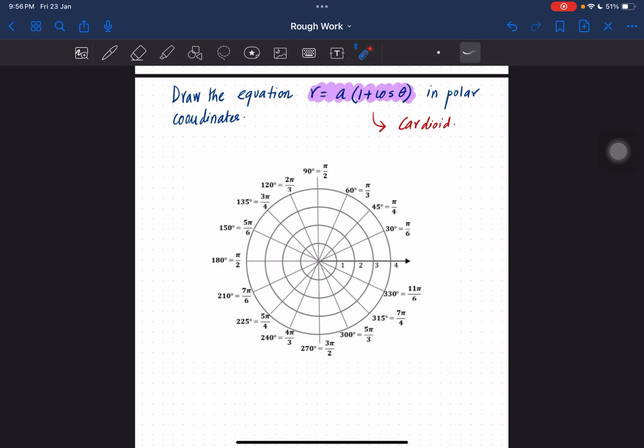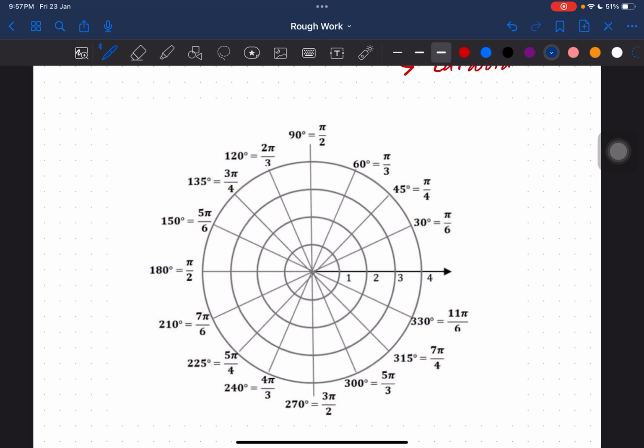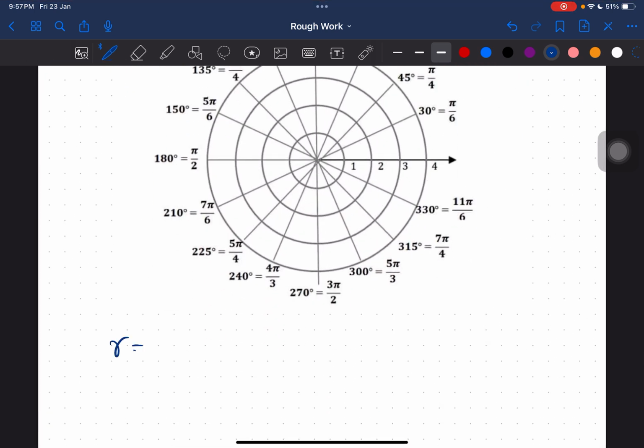Before that, we'll first try to understand how this polar coordinate system behaves. Along this direction you have the r and this direction you have the theta. You can see that there are concentric circles. This circle is of radius 1, this circle is of radius 2, this is of radius 3, and so on. For this purpose we'll take a particular value of a, and that will be easier to explain. Then you can generalize for any value of a. So for our easy drawing we'll take a equals 2. So basically you're looking at r equals 2 times 1 plus cos theta.